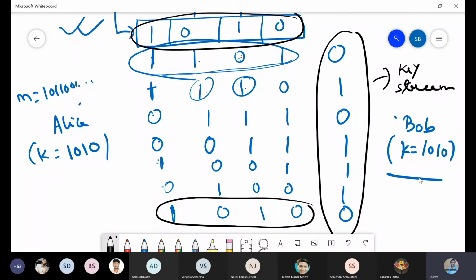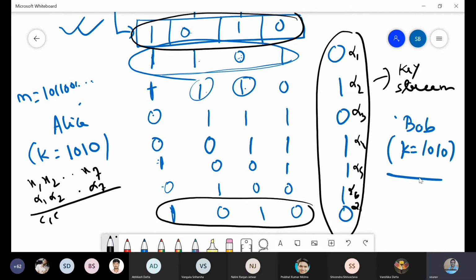So now this is our alphas. This is alpha 1, alpha 2, alpha 3, alpha 4, alpha 5, alpha 6, alpha 7. So we have x1, x2, up to x7. So Alice will encrypt using these alphas and get C1, C2, up to C7, by bit-wise XOR. Very simple. So Alice will send C1 to C7 to Bob.